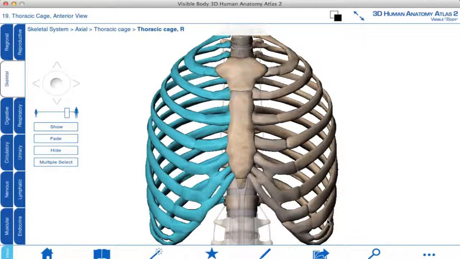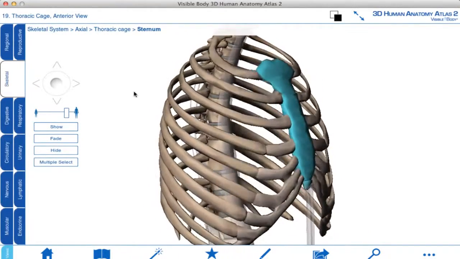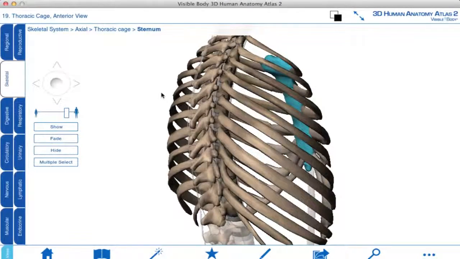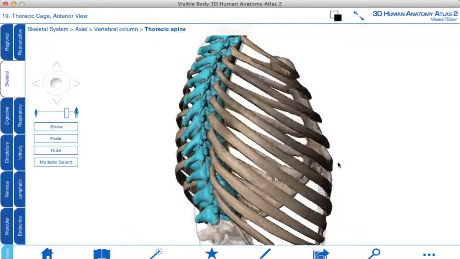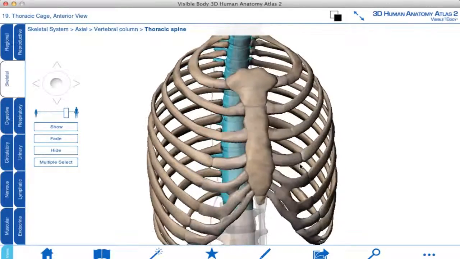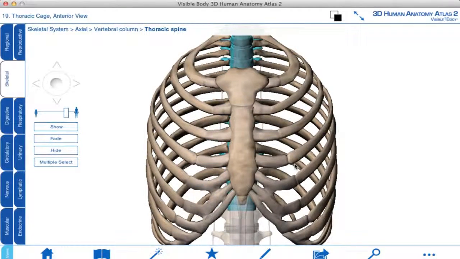Our ribs are considered to be flat bones, and they articulate anteriorly with our sternum. Here we can see the sternum, this thin flat bone, anteriorly. And posteriorly, our ribs articulate with the thoracic vertebrae. We've discussed the basics of the components of the thoracic vertebrae and also the sternum in a separate tutorial. In this specific tutorial, I want to focus in on the joints of the thoracic wall.